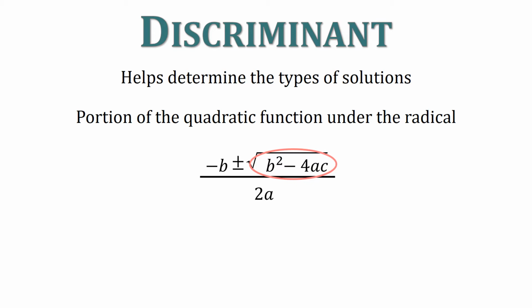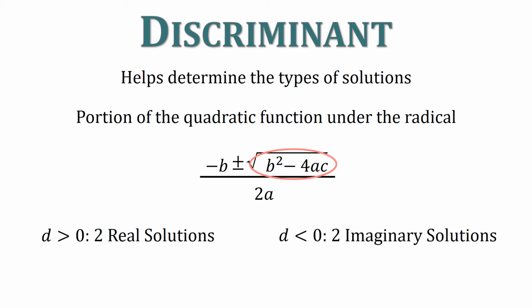Now, when you calculate this number, if the number is positive, meaning greater than 0, you're going to have two real solutions. If you get a number smaller than 0 or a negative number, you're going to have two imaginary solutions. If you get an actual 0, then you're going to have one real solution.